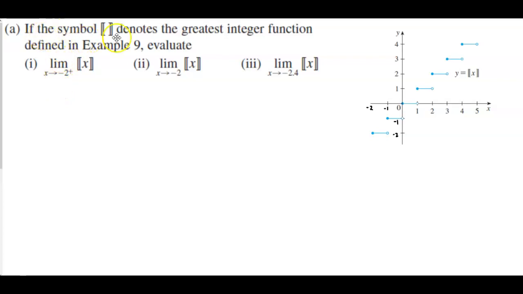Okay, if the following symbol denotes the greatest integer function defined in example 9, we want to evaluate the following. Here is the graph from example 9. So we look at the greatest integer function. Up here, if we look at this first one, the 4 represents that 4 is included, and then the 4 is not included because it has an open dot. If we look here, 3 is included and anything in between, but 4 is not. So the first thing we want to do for number 1 is evaluate the following.